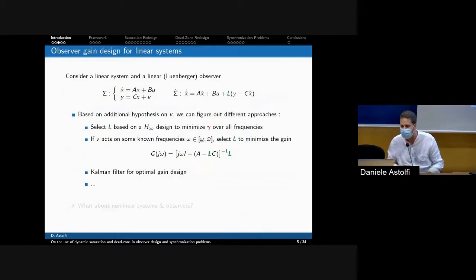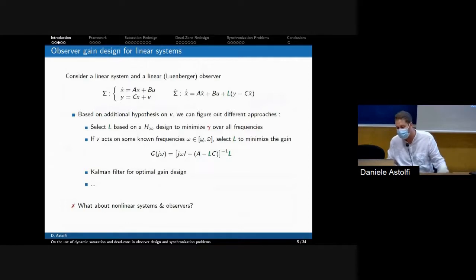For instance, we could try to minimize the effect of the measurement noise all over the frequencies by using some H infinity design. If we know that this measurement noise has some spectral components, we could try to minimize its effect at those frequencies, and we don't care about the others. We could use Kalman filter for optimal design and so forth. But what about nonlinear observer design?